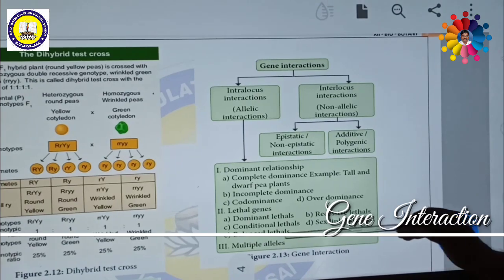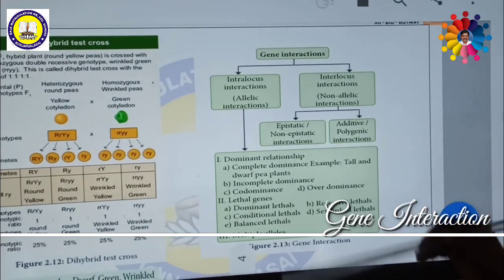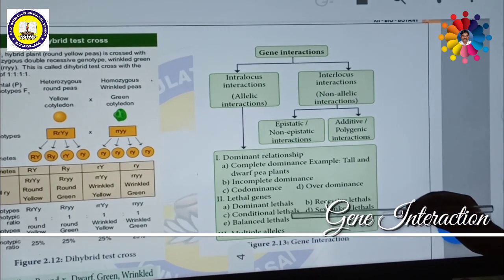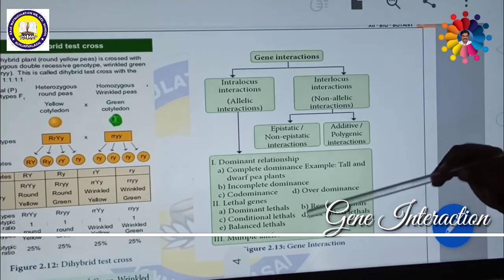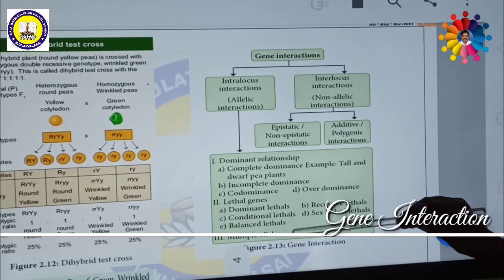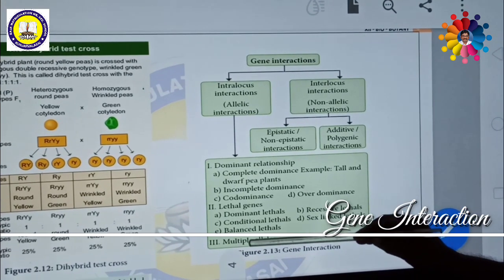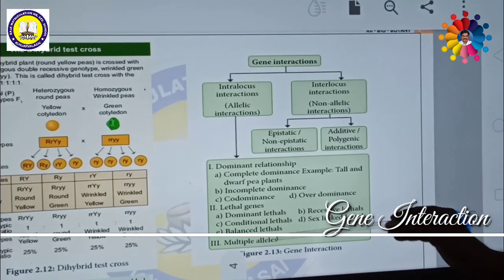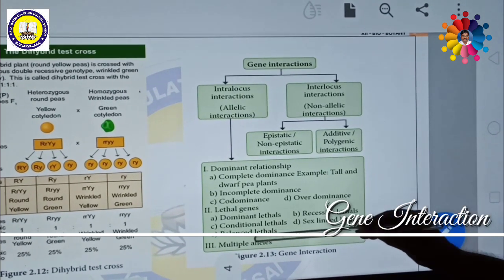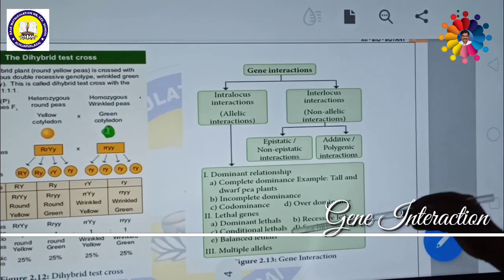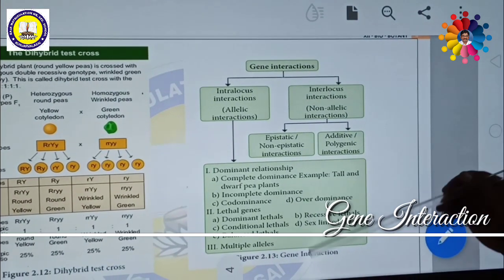Next one is multiple alleles. What do you mean by multiple alleles? More than two alleles present in the same locus of a gene are called multiple alleles. The name itself helps us understand. Multiple means many. Many alleles are present in the same locus. So this is called multiple alleles. The details of multiple alleles we shall see in the next chapter.